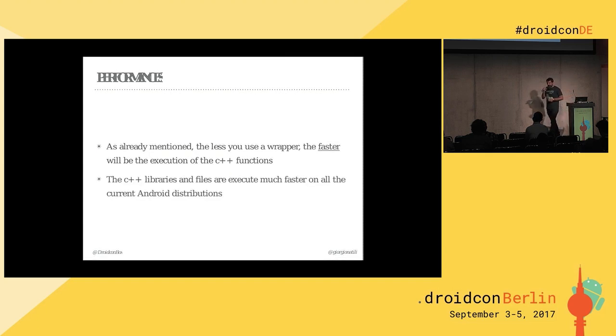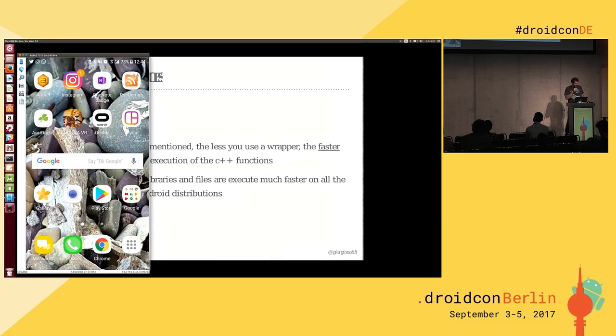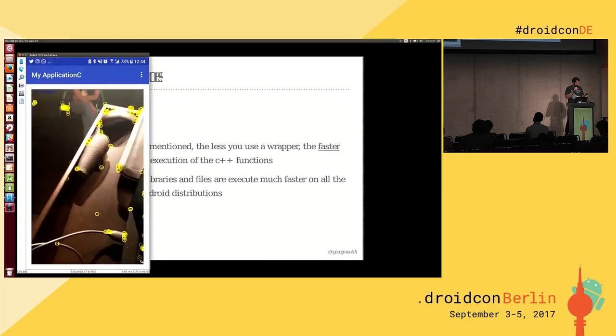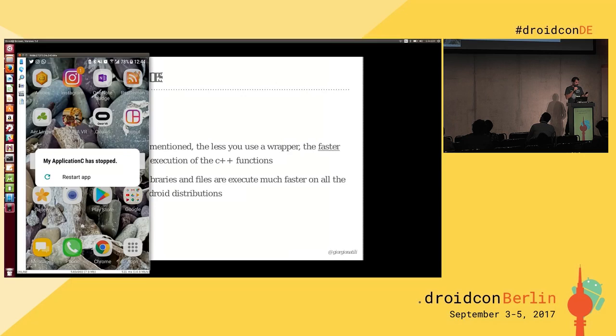Executing directly C++ is much, much faster. The demo that you saw before, the features, are using directly C++. Now I will show you another demo where I'm detecting the colors, and that's absolutely slower.